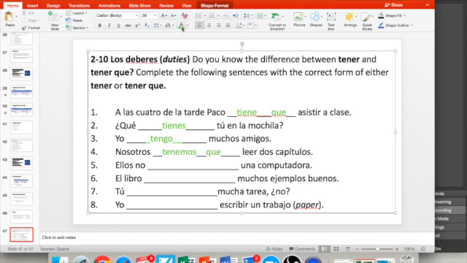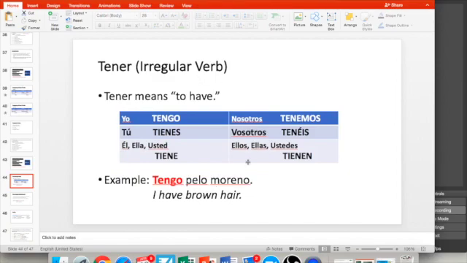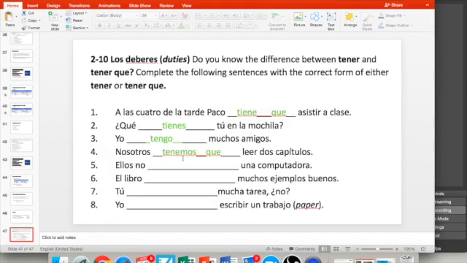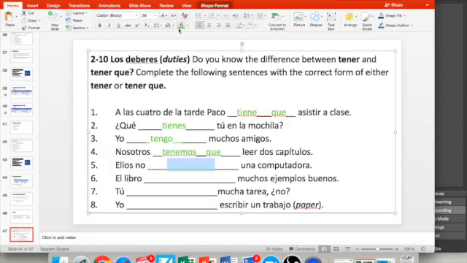What about number 5? Ellos no blank una computadora. They do not have a computer or they do not have to a computer. In this case, just to have, it makes more sense. They do not have a computer. So ellos is my subject here. Find the verb tener that corresponds with ellos and you're given tienen. So we should say that ellos no tienen una computadora. They do not have a computer.